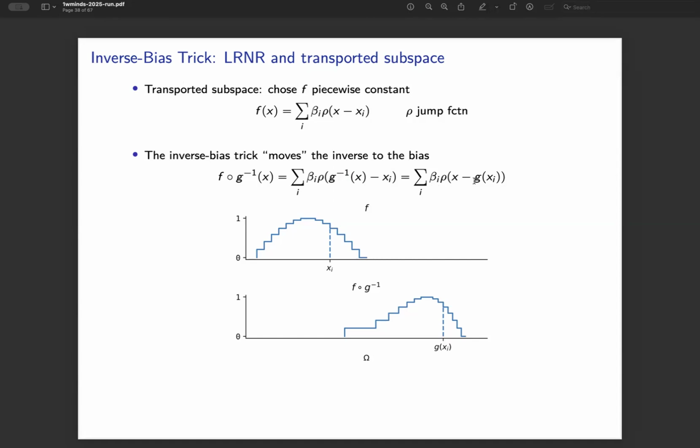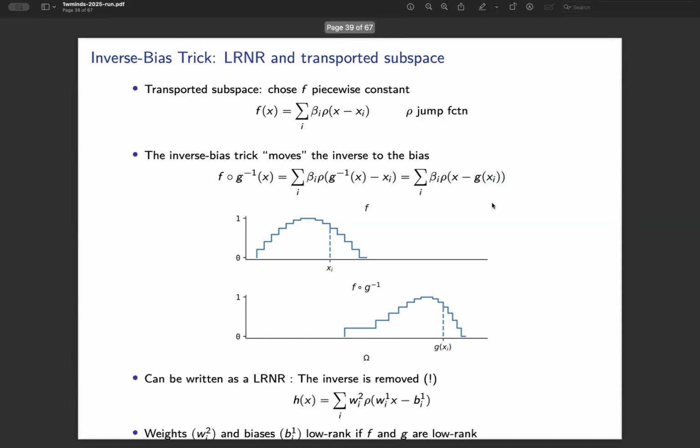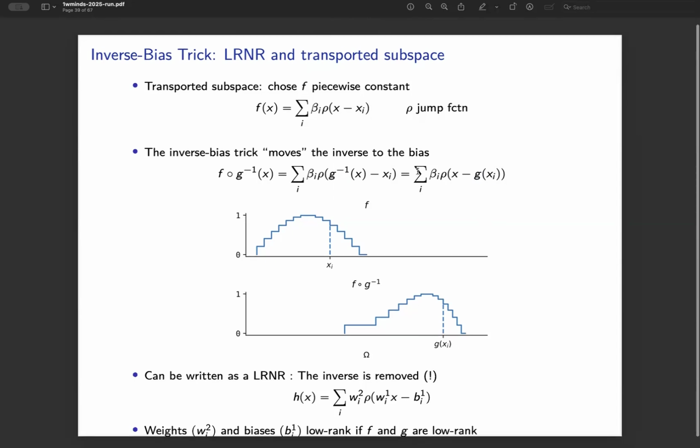And if you squint a little bit, it looks like the bias. By that, I mean if you look at this form of f composed with G inverse, it kind of looks like a shallow neural network. And this term, G applied to x sub I, looks like you're applying it to the bias term in the first composition.